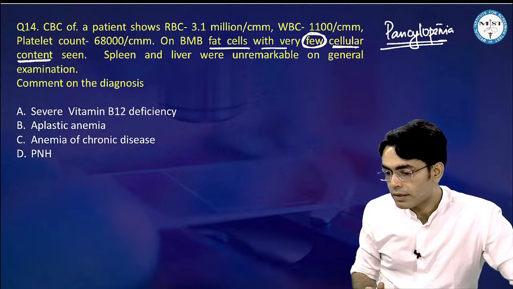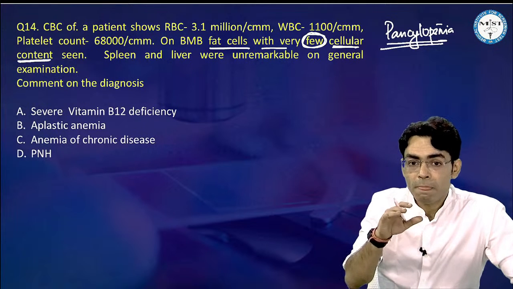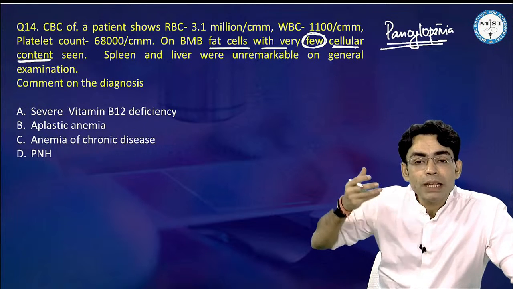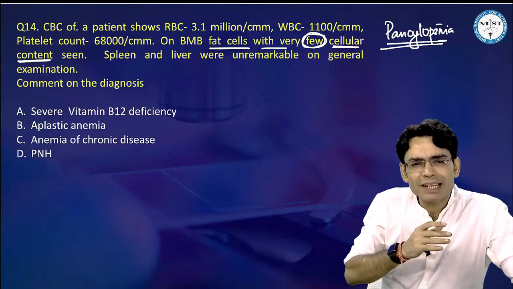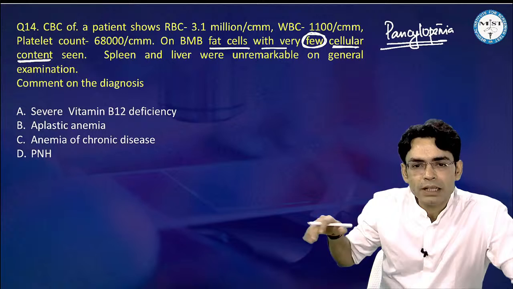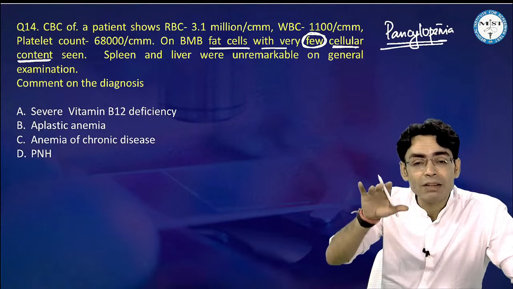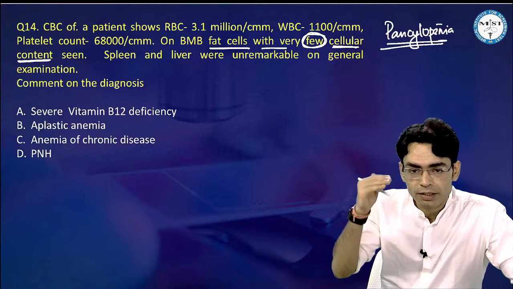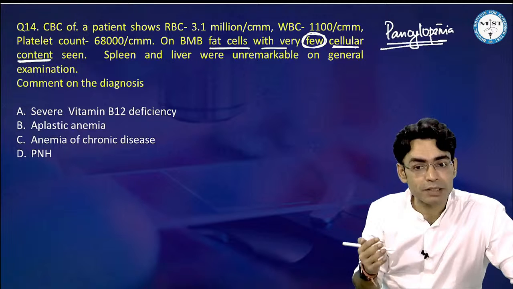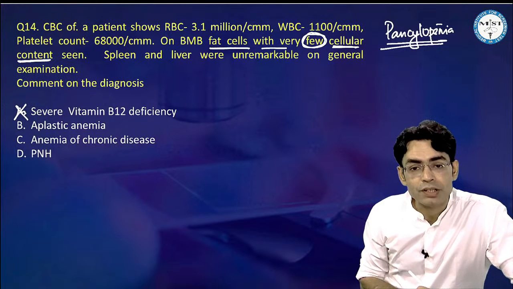Severe vitamin B12 deficiency could be, but then why would there be pancytopenia in these patients? Pancytopenia can be there in megaloblastic anemia, but very rarely we see that, number one. And secondly, if that is there, hepatosplenomegaly might be seen. That is not there, so it cannot be severe vitamin B12 deficiency.